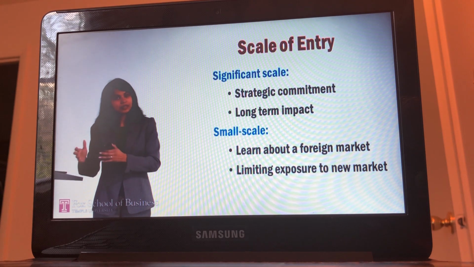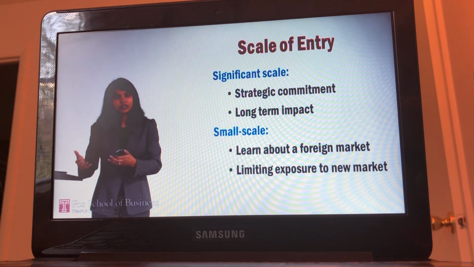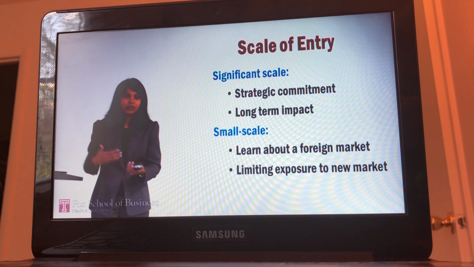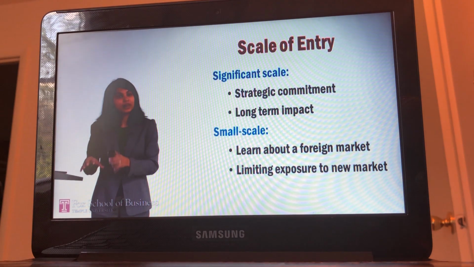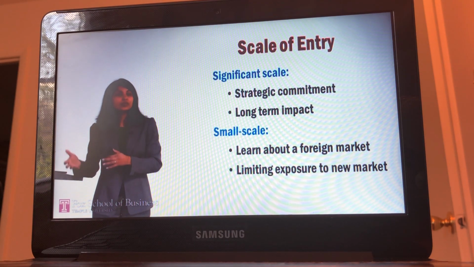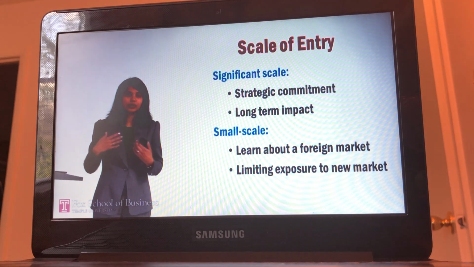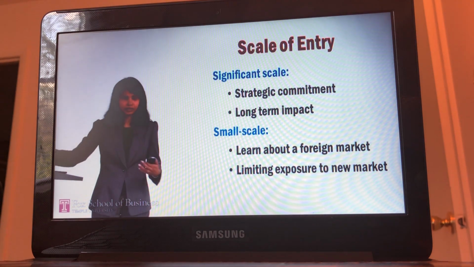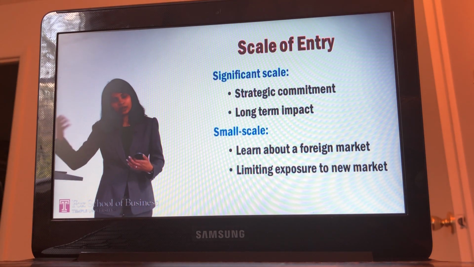But the problem is that now that decision cannot be reversed, because once you have invested so much money, it's not easy to pull out of the market. So this decision has a long-term impact on a firm's strategy.